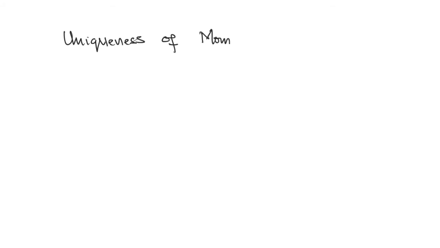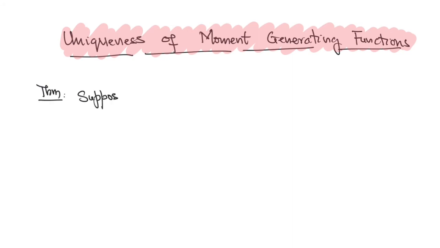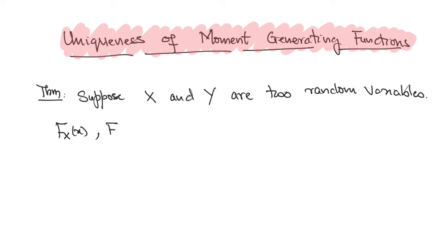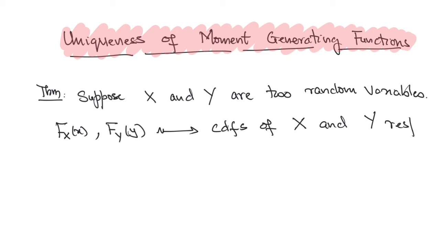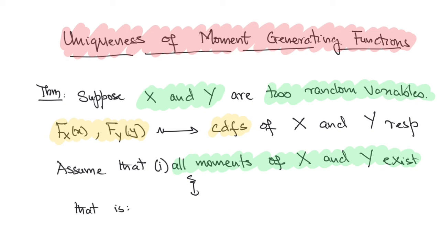We will now talk about the uniqueness of moment generating functions of random variables. We state the important theorem here. Suppose we have two random variables, X and Y, with cumulative distribution functions, capital F sub X and capital F sub Y. We'll make two important assumptions. The first one being that all moments of X and Y exist. That is, the expected value of X to the k and the expected value of Y to the k exist for all k inside the set of natural numbers.